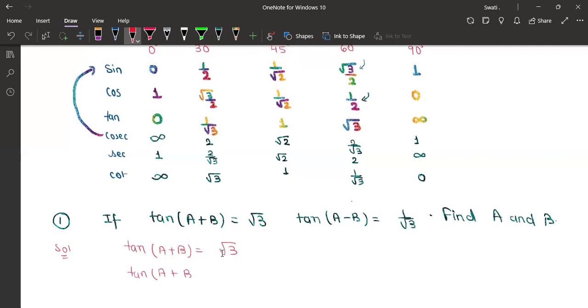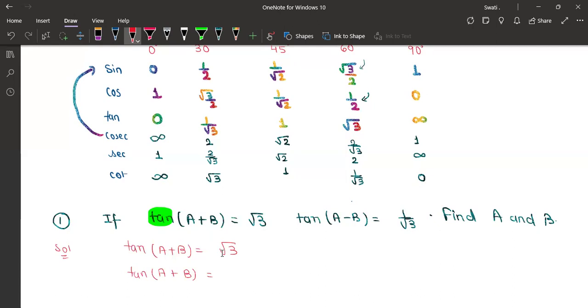Now try to find out that value of tan only. Why tan? Because of course in the question you can see the tan trigonometric identity. So you're going to find for which value of tan the value is root 3. Can you find it?